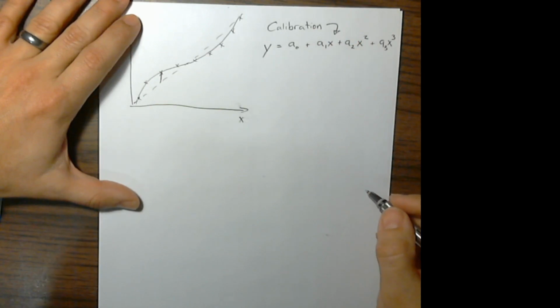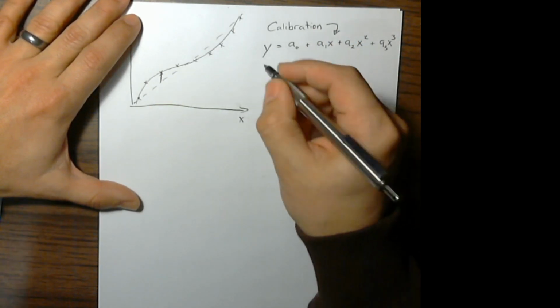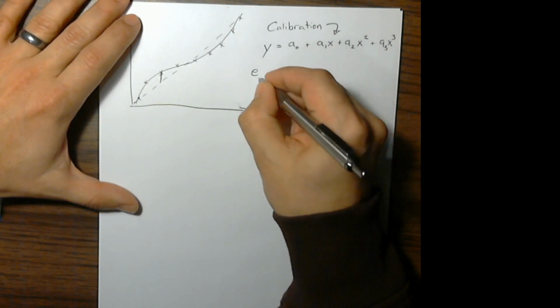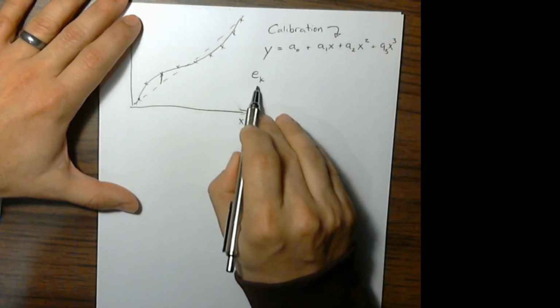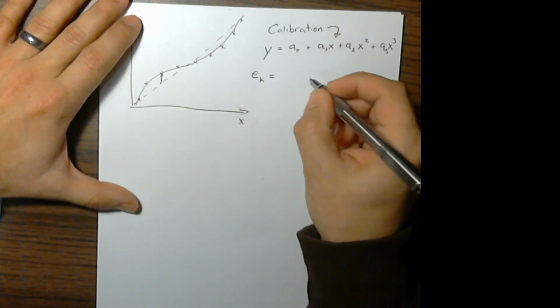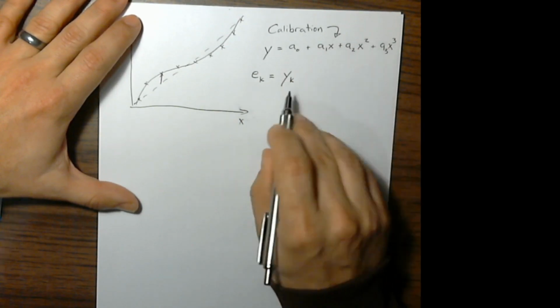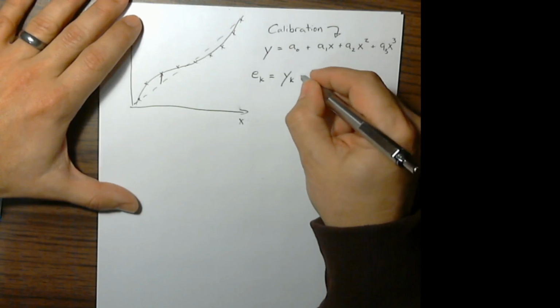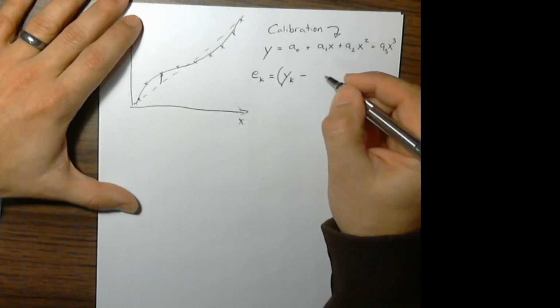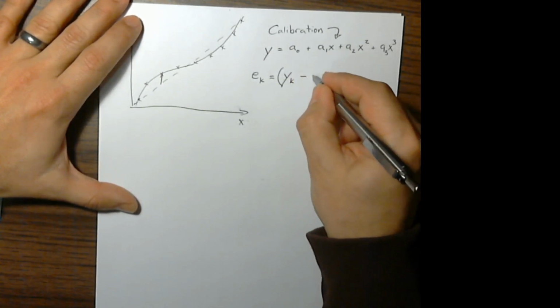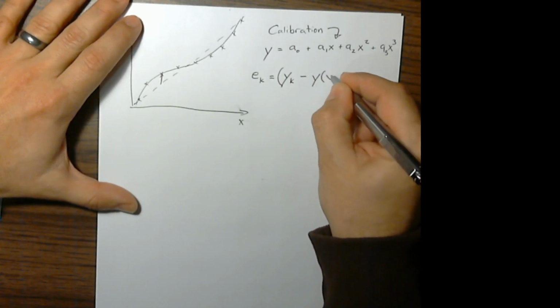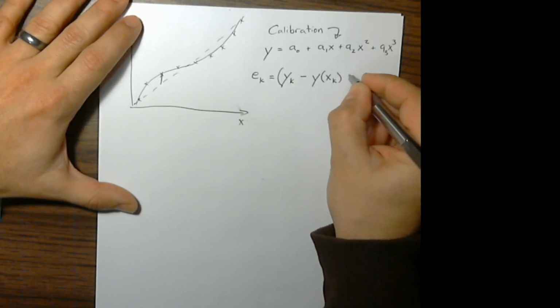There's my calibration. So the error at any individual data point is equal to the distance between the measured data point minus my calibration evaluated at the x.